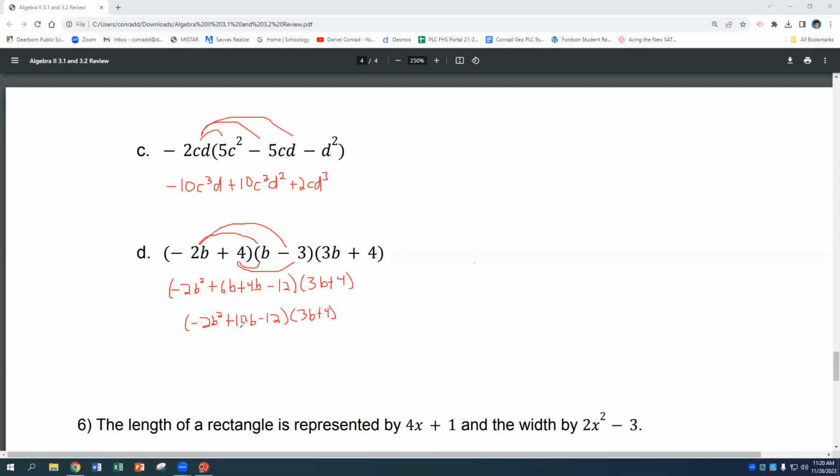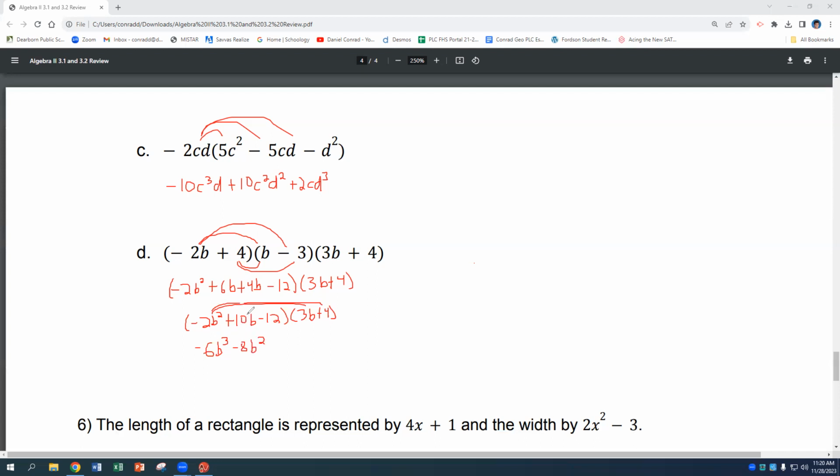So we need to distribute each of these 3 terms with the 2 in the binomial next to it. So negative 2b times 3b, that's going to be negative 6b to the third. Okay, and then times 4 is going to be minus 8b squared.